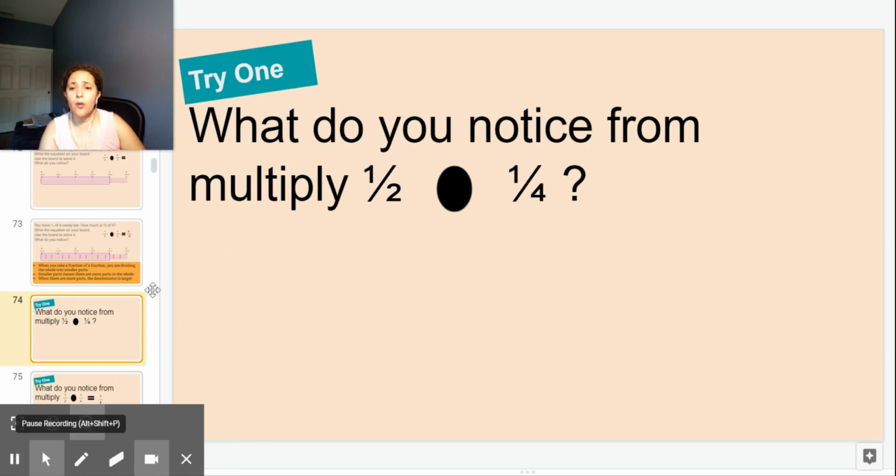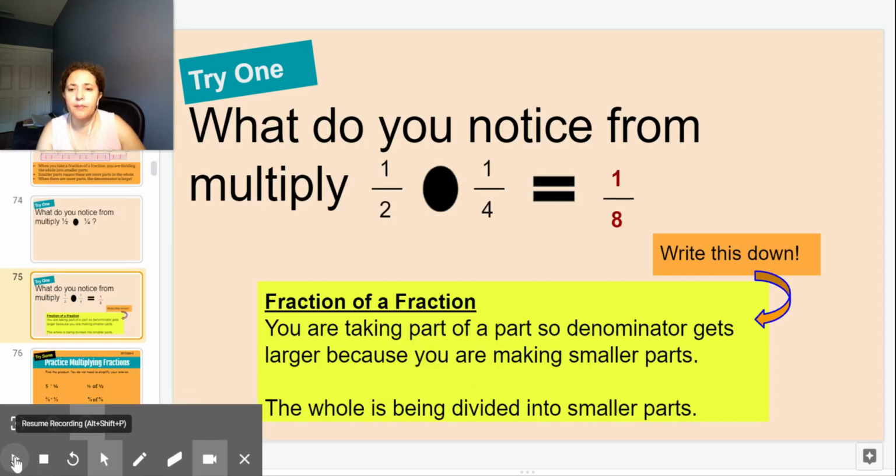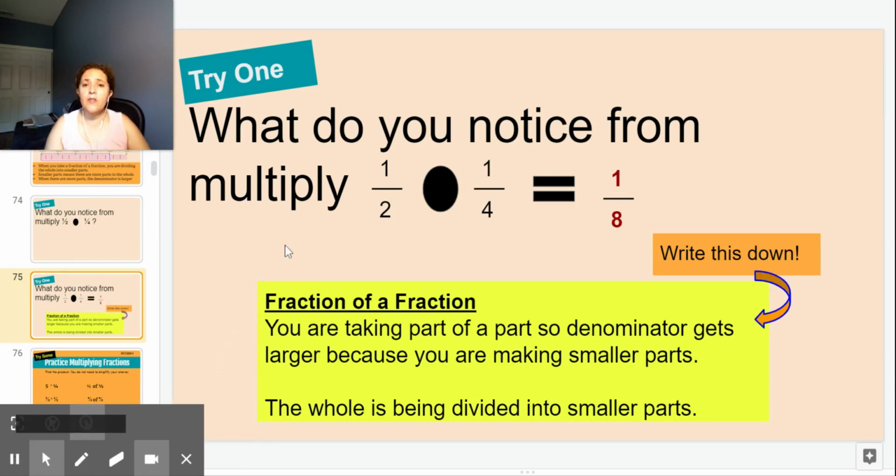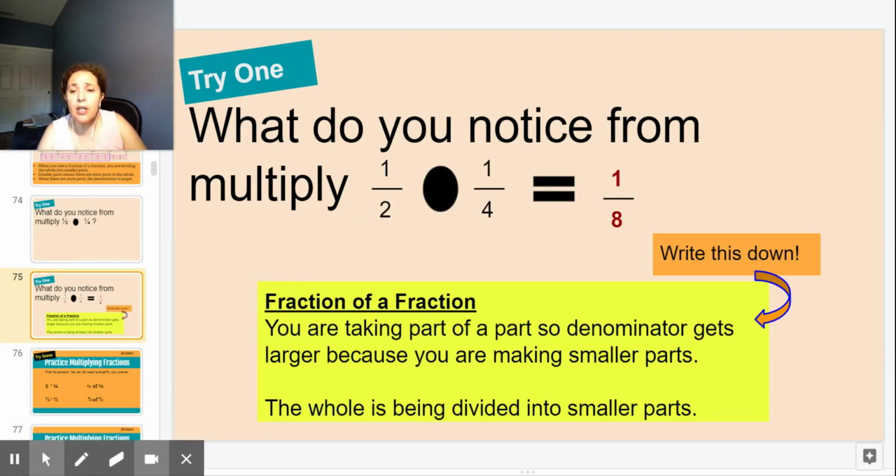Okay, so try another one. What do you notice when you multiply 1/2 times 1/4? So go ahead and multiply 1/2 times 1/4 and then tell me what you notice. Write it down in your math notebook, what you notice, and then we'll compare. Okay, so hopefully you did numerator times numerator, denominator times denominator. 1 times 1 is 1, 2 times 4 is 8, 1/8.